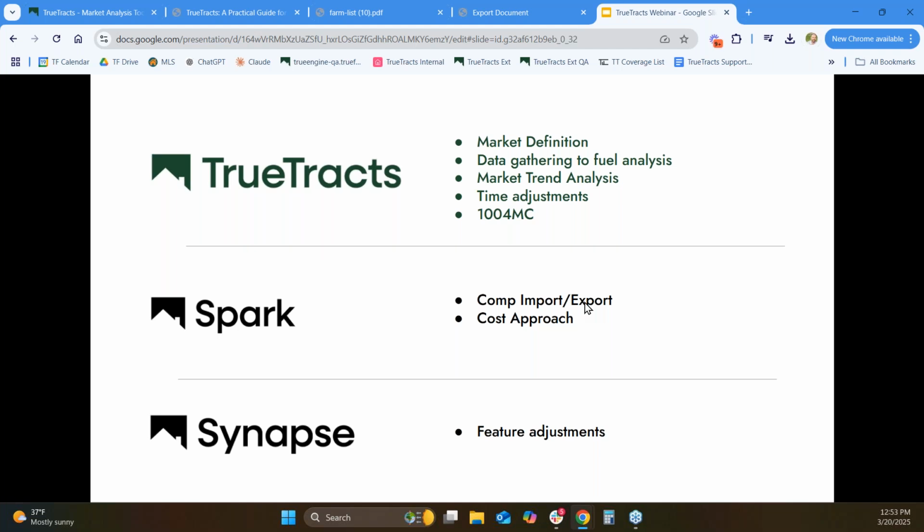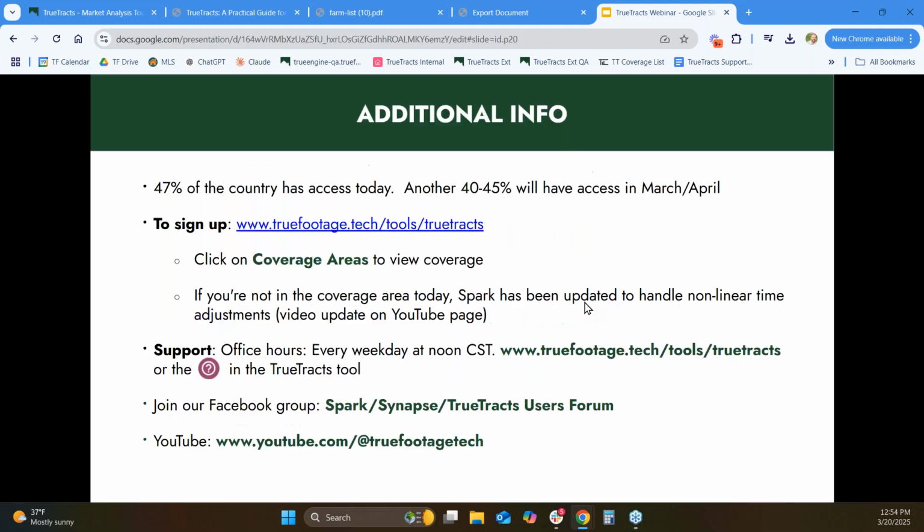Love that. Also does a cost approach for you. Also does market conditions analysis. It is one of the best market analysis tools on the market. However, we thought we could improve on that. We did. I think TrueTracts is 10 times the market analysis tool that that portion of Spark is. But still, next to TrueTracts is one of the best. So if you're using Spark for market analysis, still a great tool. And then we have Synapse. Synapse is for feature adjustments.